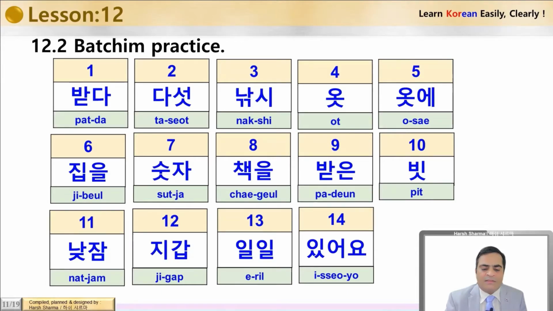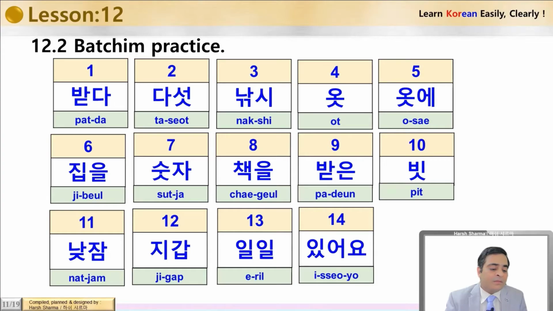Number five, nakshi. Number four, if you see, this is possibility number one. There is nothing after it. There is no next syllable. It will be pronounced as oth. And if you check number five, there is a vowel. So what will happen? The original sound of the Pachim will be carried forward to that vowel. It will be ose.